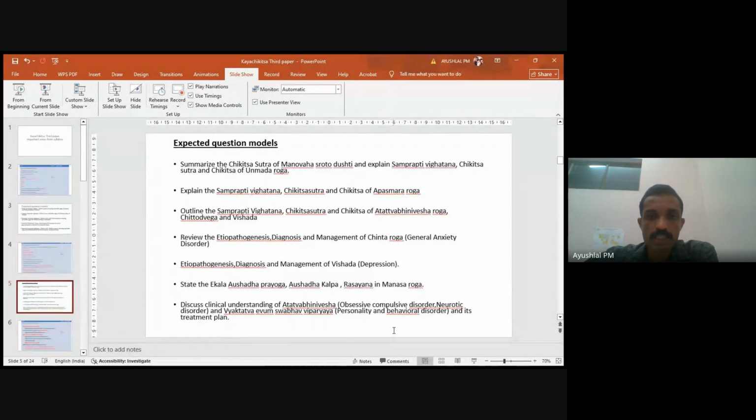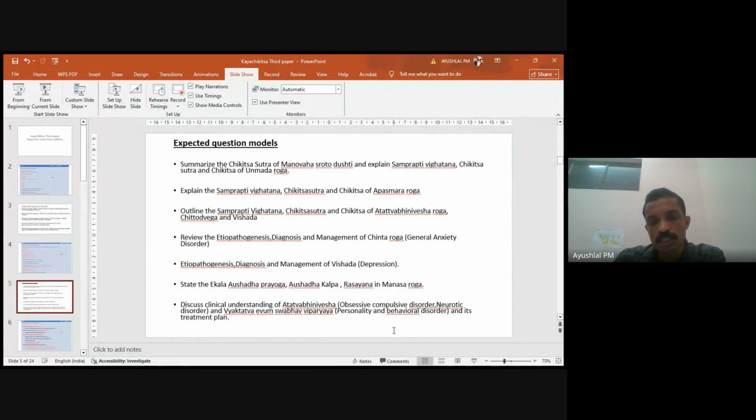Outline the Samprapti Vighadana, Chikitsa Sutra and Chikitsa of Atattvabhinivesha Roga. The Atattvabhinivesha Chikitsa Sutra is there. If possible, you should study the Chikitsa Sutra. It starts from Snehana, Svedana and Shodhana, then Nitya Rasayana Prayogas, then Sattva Chikitsa. That's the order of Atattvabhinivesha Chikitsa. Then Chittodvega and Vishada. So these three questions are most important.